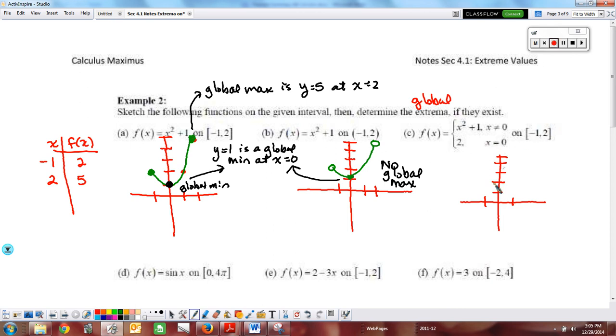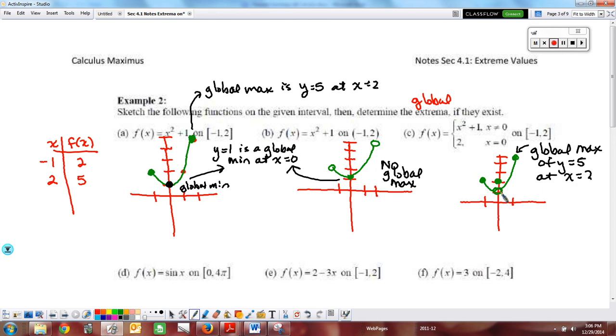Now we are including the endpoints, so go back to a closed circle here. We're going to come down, but now the actual y value at 0 is going to be 2. So it's going to skip over, have a point here, and then continue up to the 5. Okay, so now we start identifying our extrema, and we do have a global max, because we have that point right there. So we have our global max of y equal to 5 occurring at x equal to 2, so we have that.